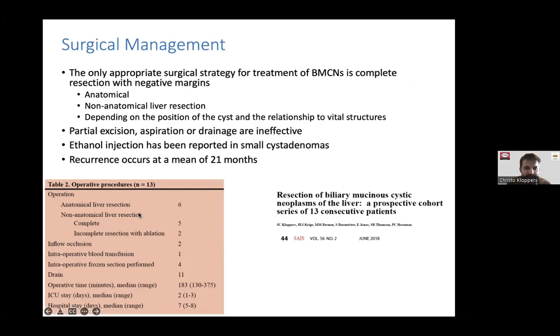Is there any questions or comments on mucinous cystic neoplasms before we look at something else? Okay.